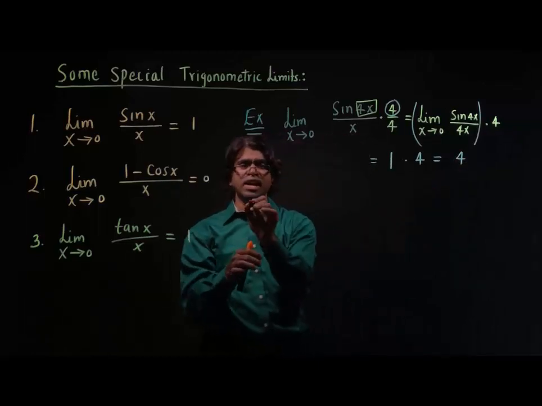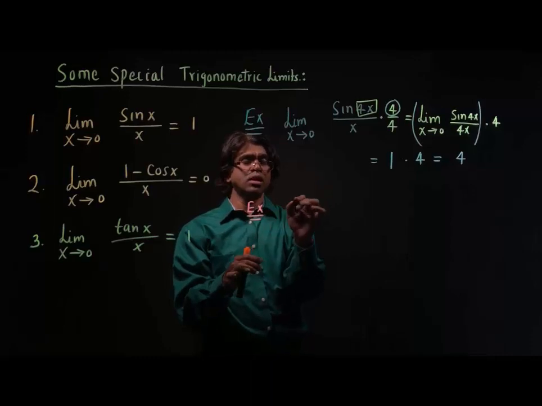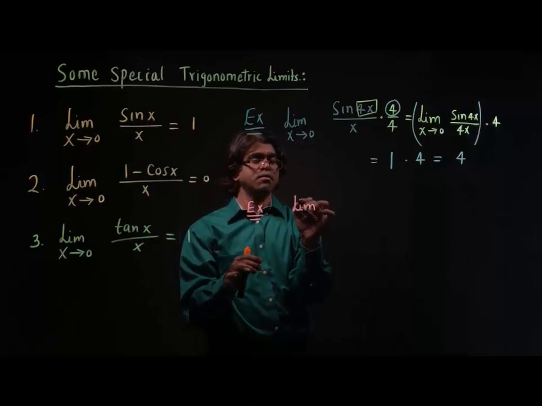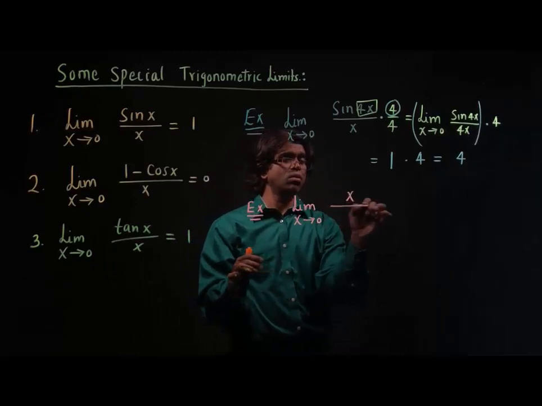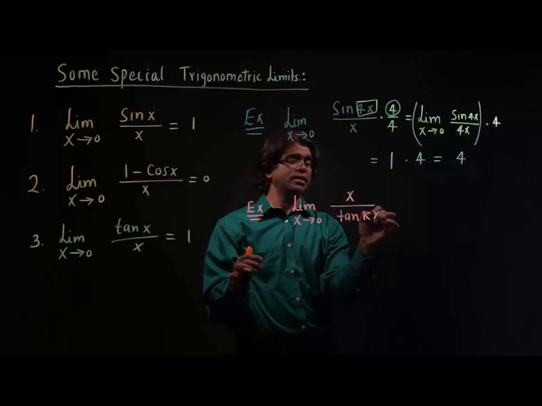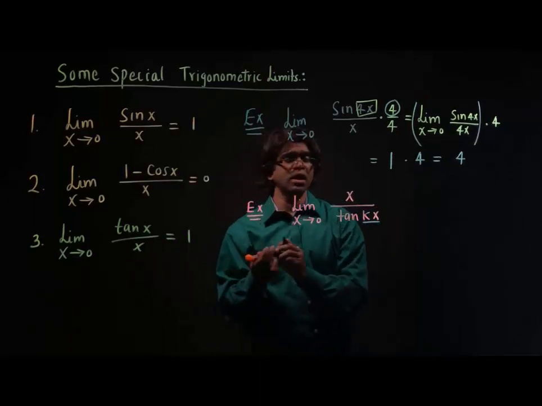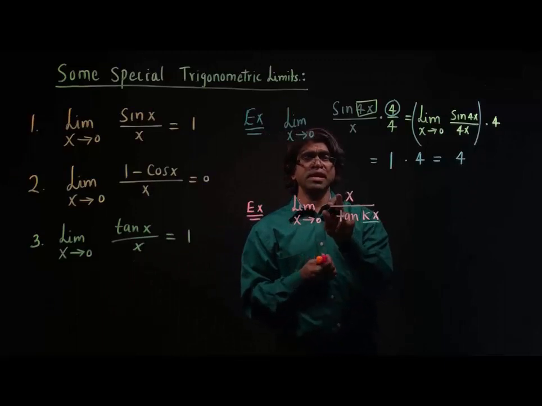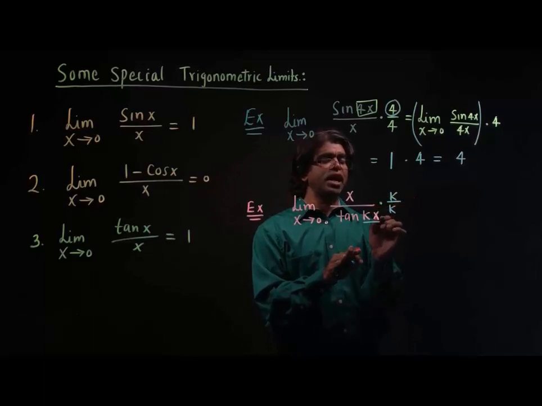Now let's consider another example. My example is: find the limit x tends to 0, x over tangent kx, right? The only way I can use this formula is if I have the same term over here. So what I'm going to do is multiply numerator and denominator by k.